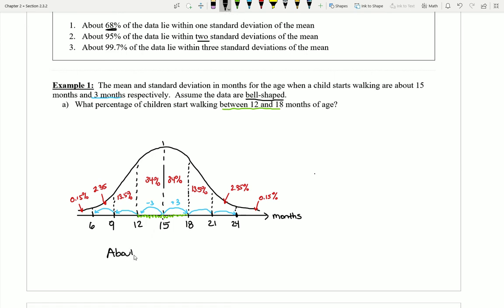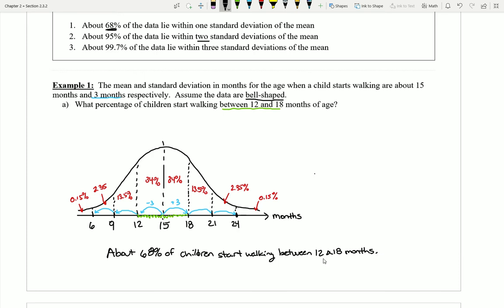So I'll write out a nice full sentence. About 68% of children start walking between 12 and 18 months. Done, right? The empirical rule gave me everything. If I have this picture, I'm good to go.